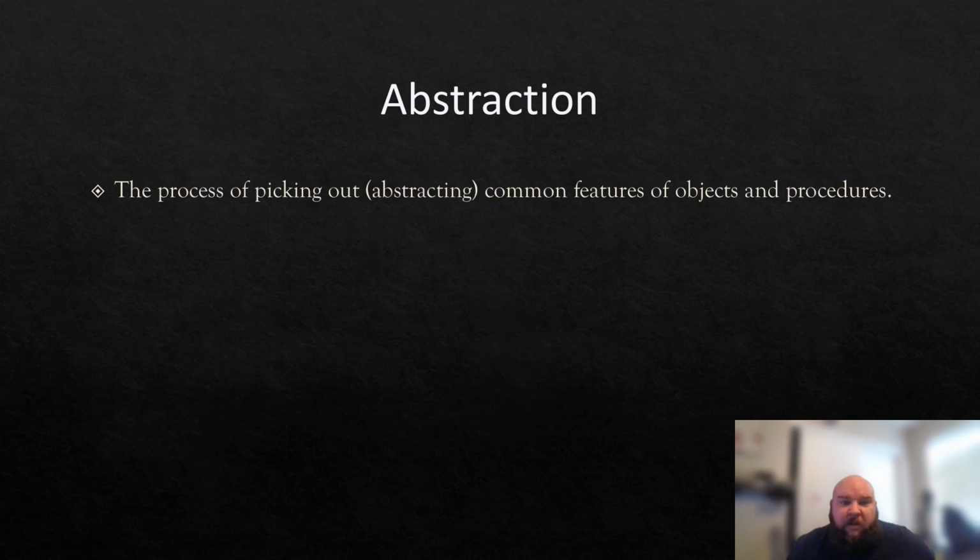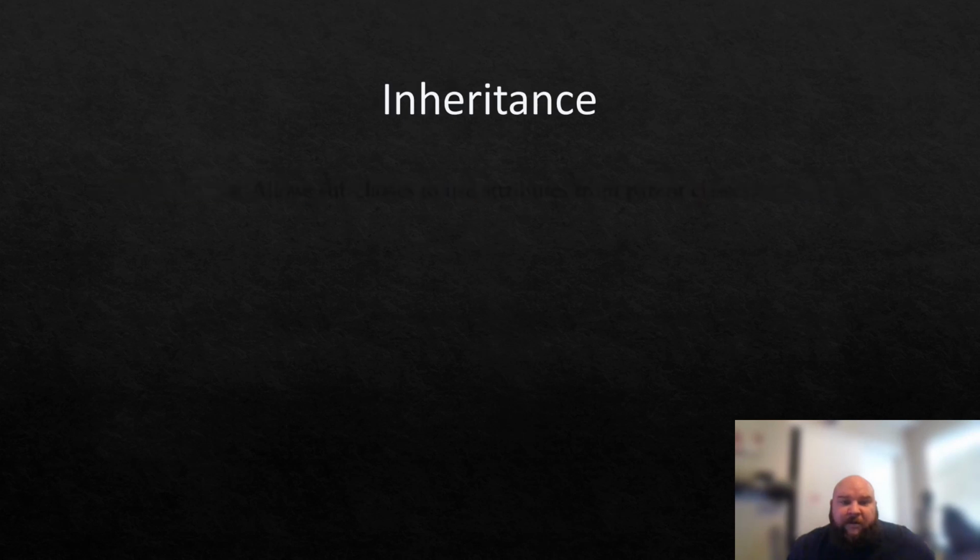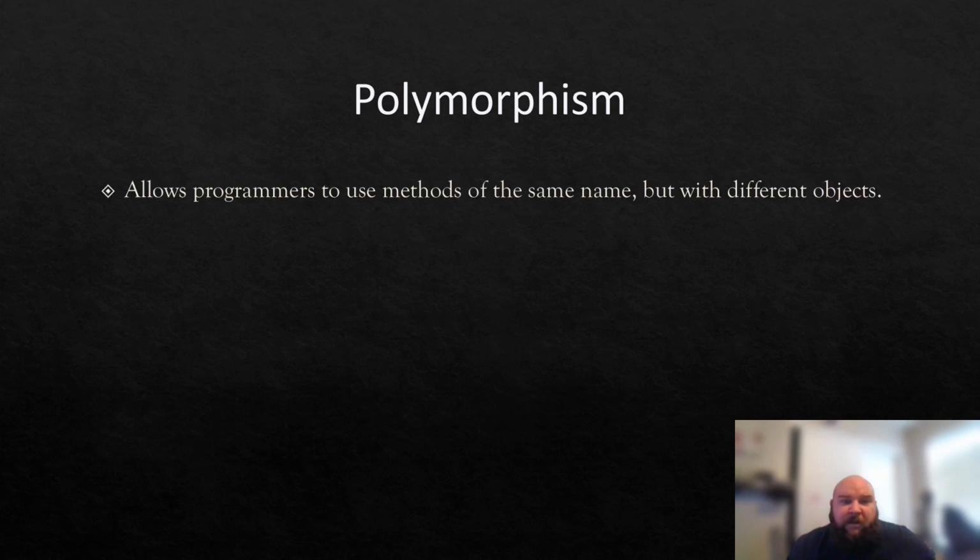Abstraction. The process of picking out, abstracting, common features of the objects and procedures. Inheritance. Allows a subclass to use attributes from the parent classes. Polymorphism. Allows programmers to use a method of the same name but with different objects.